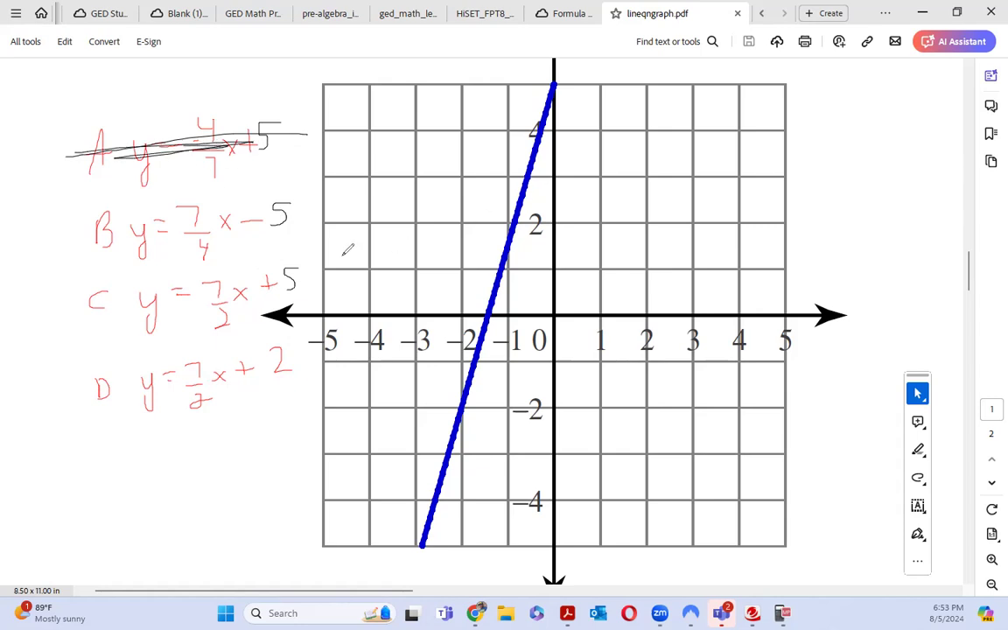What's my y-intercept? -5? No, negative. No. Where does it cross the y-axis? It's crossing the x here. Oh, all the way to the top. What y is it? Where does it cross the y-axis? At what number?